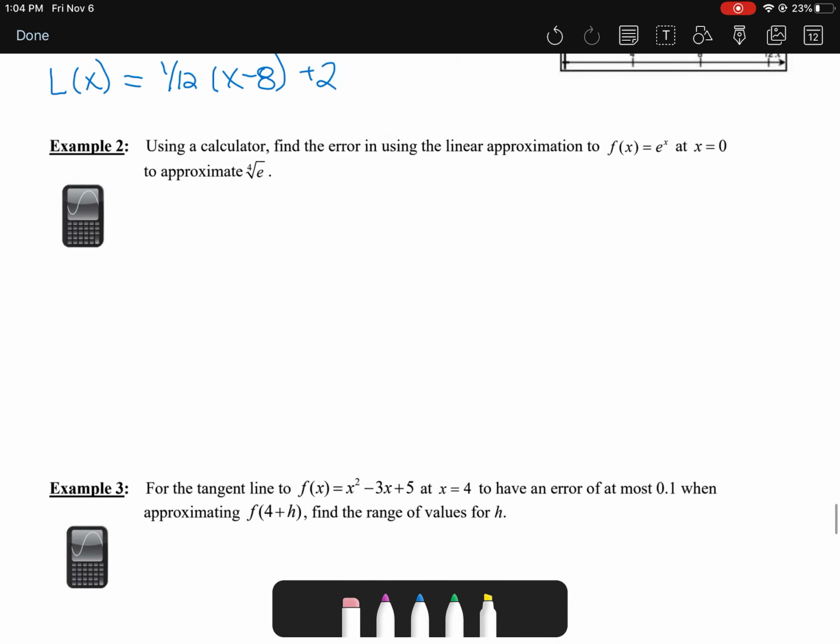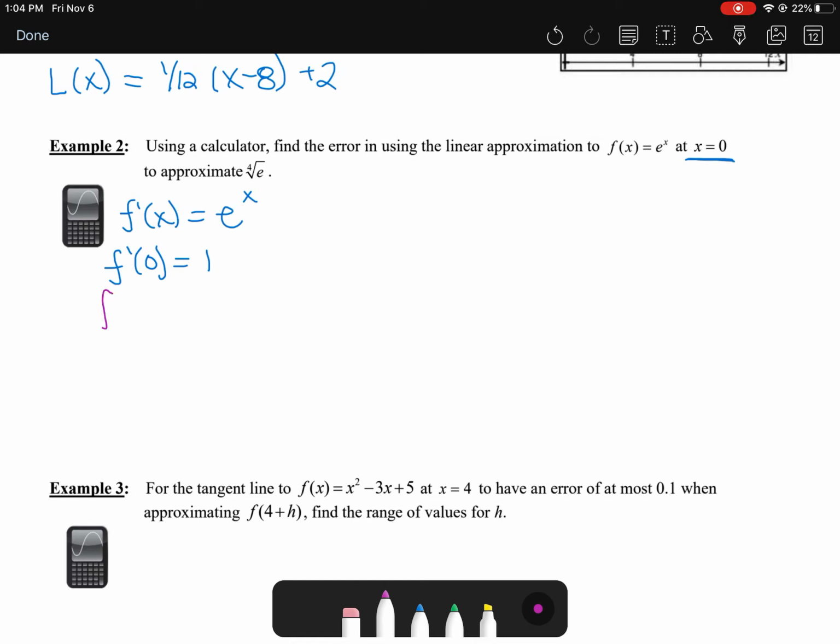So let's go to example 2. Using a calculator, find the error in using the linear approximation to f of x equals e to the x at x equals 0 to approximate the fourth root of e. Again, we're just going to start with the same process. I'm going to find the derivative. The derivative of e to the x is e to the x. I want it at x equals 0, so f prime of 0, e to the 0, is 1.